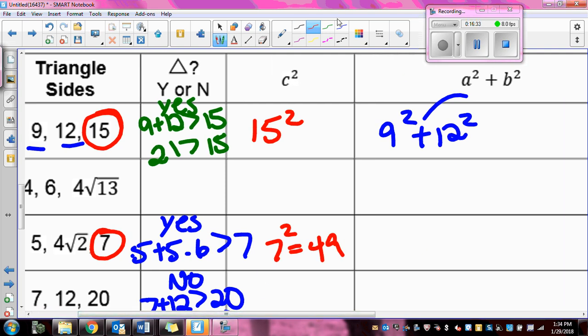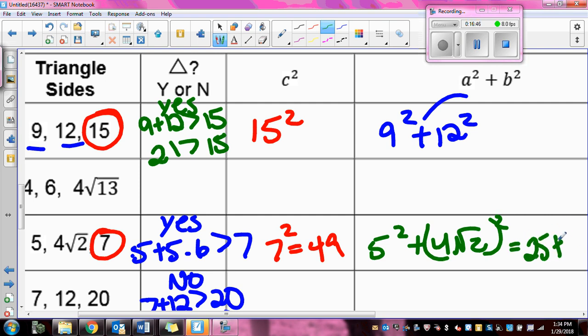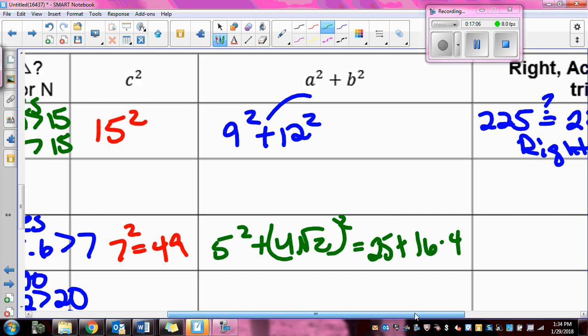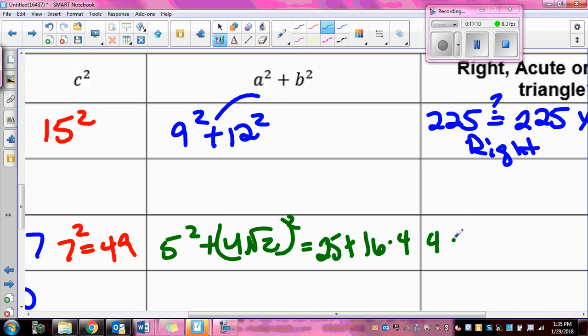Is that equal to a squared plus b squared? It doesn't matter which one I start with. I'm going to start with 5 squared plus 4 square root of 2 squared. The whole thing is squared, right? And 5 squared is 25. 4 squared is 16 times the square root of 2 squared, which is 2, so 16 times 2 is 32... wait, 4 squared is 16 times 4, 64, plus 25. So I know that this first one is 49, and the right hand side is going to be 89.